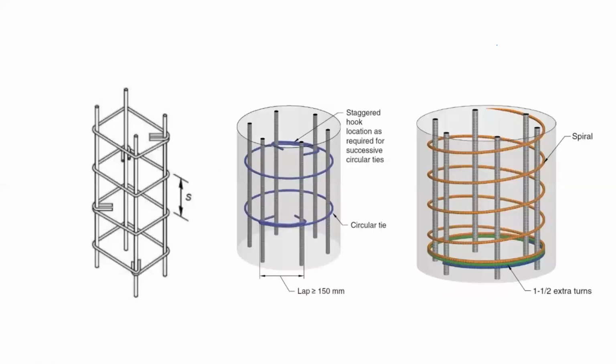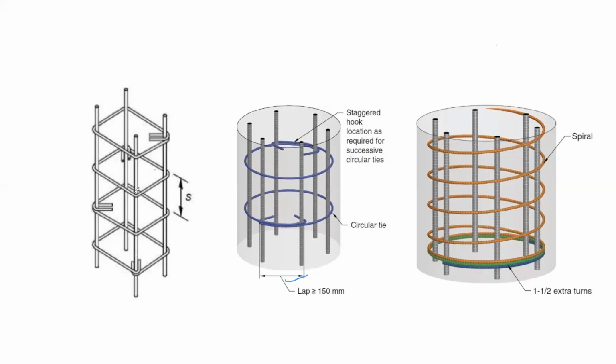Here we can see three types of columns. Here is a rectangular column, and here we have a circular column. Here is another circular column. The difference between these two circular columns, if you see very carefully, is that here we have discrete lateral ties and here we have spiral lateral ties. That is the difference between these two columns.